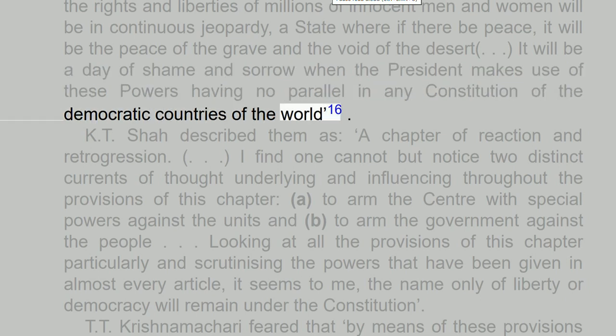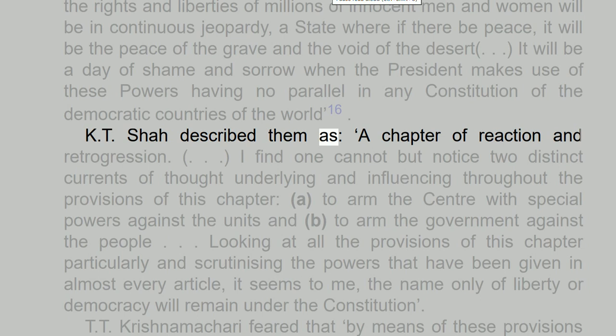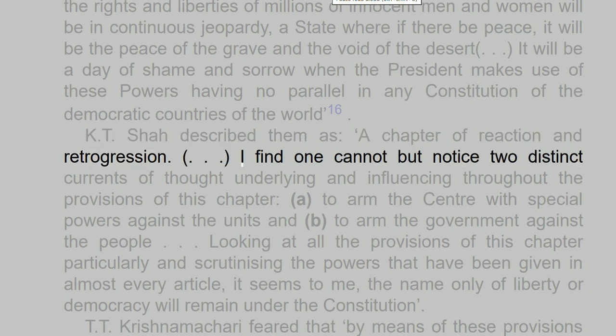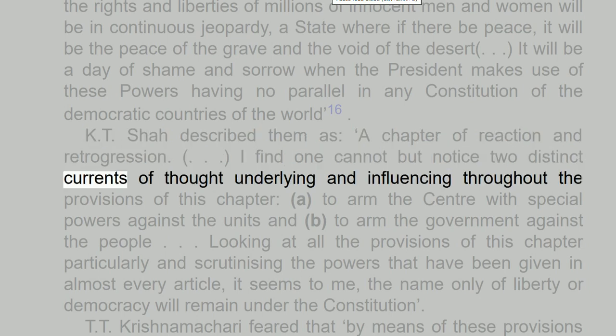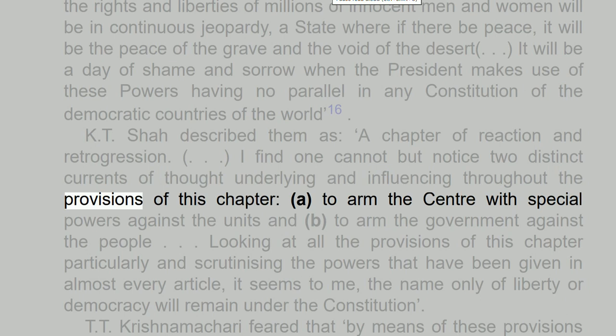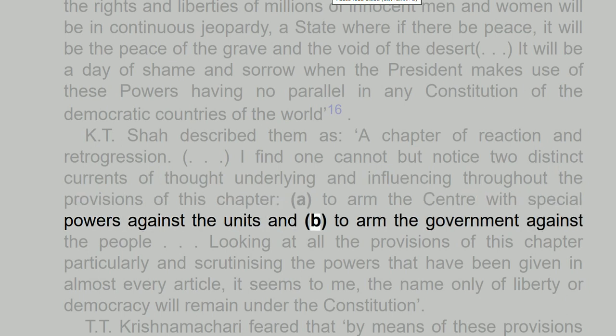16. K.T. Shah described them as a chapter of reaction and retrogression. "I find one cannot but notice two distinct currents of thought underlying and influencing throughout the provisions of this chapter. A. To arm the Centre with special powers against the units, and B. To arm the government against the people."